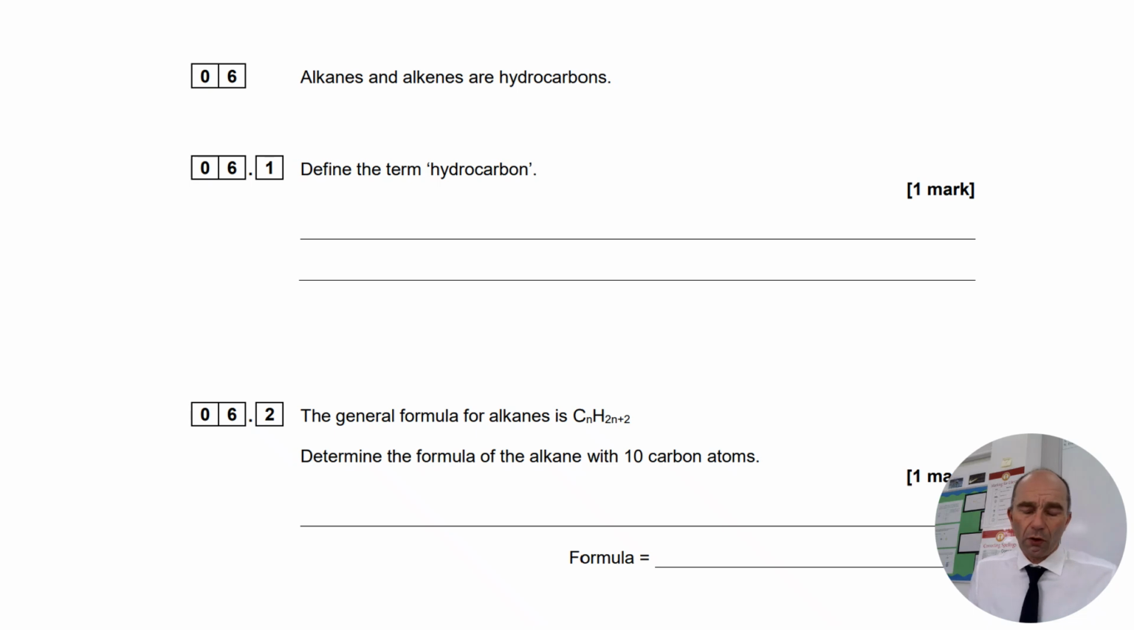All right, so now going on to our organic or carbon chemistry. So we've been told that alkanes and alkenes are hydrocarbons. Define the term hydrocarbon. Well, there's a clue in the name. Hydro, hydrogen, and carbon. So it's a molecule made only of hydrogen and carbon. And that's it. Simple mark. It's one of those definitions you need to know.